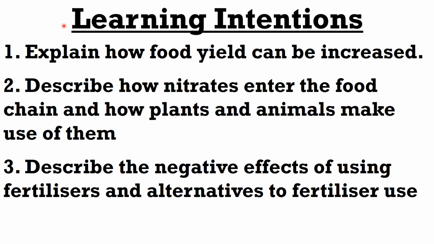So not forgetting just to hone in on the key points here. What you need to be able to do is explain how food yield can be increased. Second thing is describe how nitrates, this is an important term here, enter the food chain and how plants and animals make use of them. And then number 3, describe the negative effects of using fertilizers and also alternatives to fertilizer use.